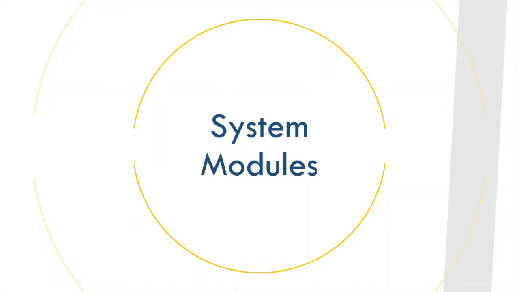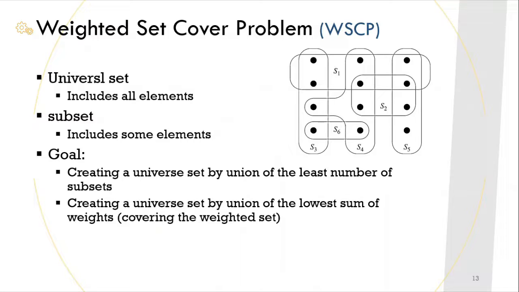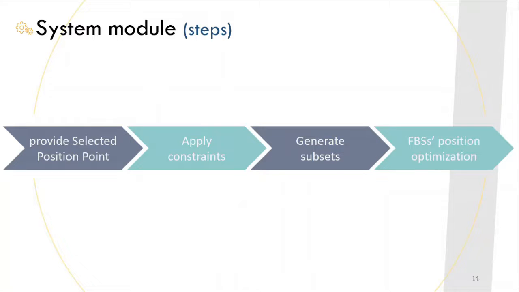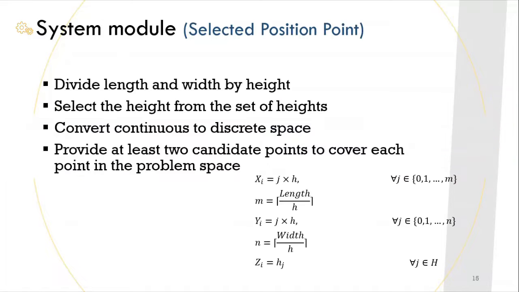To better understand the system model, let's take a look at the set cover problem. In the set cover problem, we are trying to find the universal set by union of the least number of subsets. And in the weighted set cover problem, we are trying to find the lowest sum of the weights. In our model, we follow 4 steps. First, we provide the selected position points and apply constraints on them. In this way, we will generate subsets, and finally we find the optimal FBS positions.